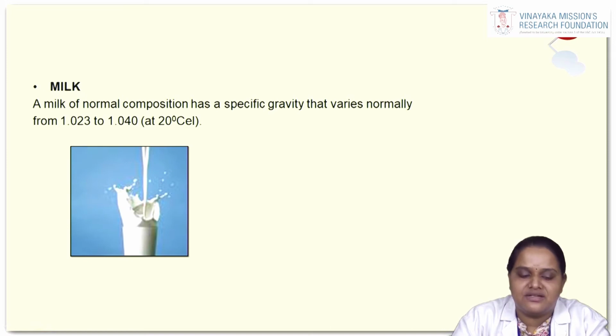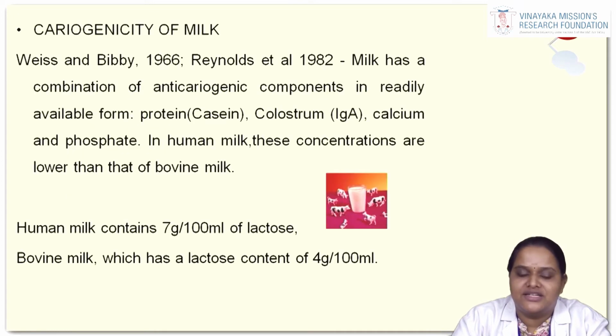Next is the main culprit, that is milk. Milk of normal consumption has a specific gravity varying from 1.023 to 1.040 at a temperature of 20 degrees Celsius. So this is about the cariogenicity of milk, where Weiss in the year 1966 and Reynolds et al. in the year 1982 told that milk has a combination of anti-cariogenic components in readily available form. It contains casein, IgA, calcium and phosphate. So these all enhance the remineralization rather than producing demineralization of the tooth surface.